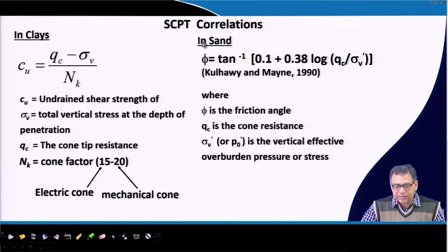Similarly, for sand also we can get the friction angle, and that is the equation. Here sigma V bar means the effective vertical overburden pressure, this one is total and this one is effective, and this is again QC, the cone resistance. These are the expressions we can use for clay and sand to get the strength parameters.